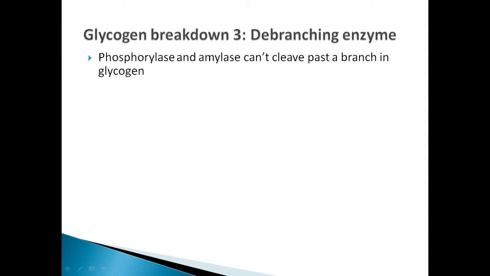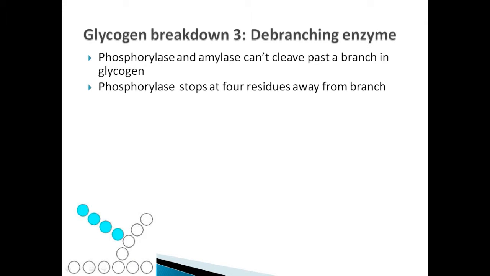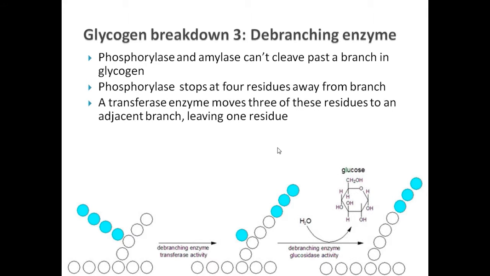So the next important enzyme is, of course, the debranching enzyme that I mentioned earlier. So the phosphorylase and the amylase can't cleave past the branches. Those alpha 1,6 branches are problematic for both of those two enzymes. So the phosphorylase will stop at 4 residues away from the branch. So if this is our glycogen molecule, we have 2 branch points over here. The phosphorylase was acting from this side, but it will stop 4 residues away from the branch. And what is left then is what we call those limit dextrins.